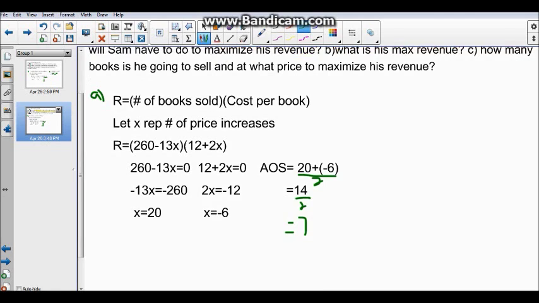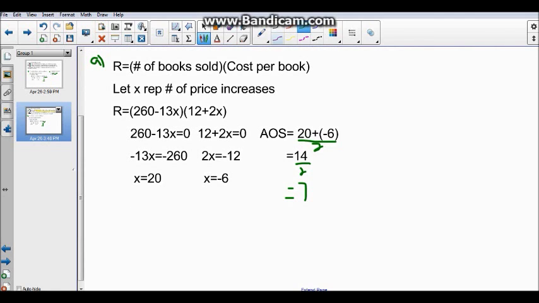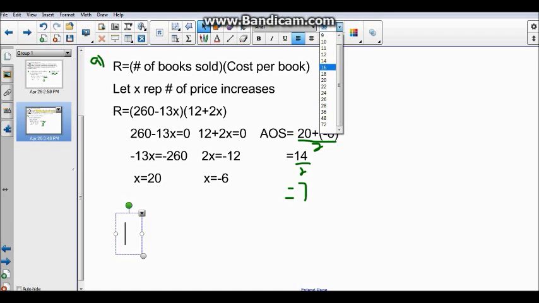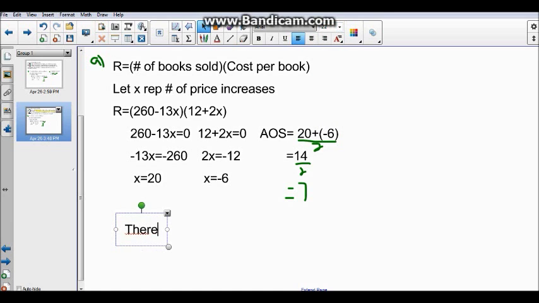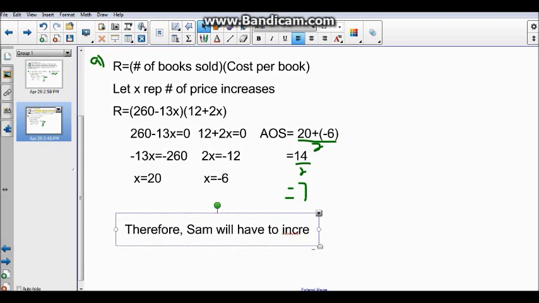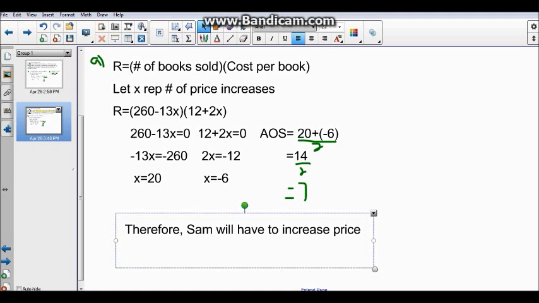We're going to write our therefore statement because we already answered the question. Therefore, Sam will have to increase the price 7 times to maximize revenue.